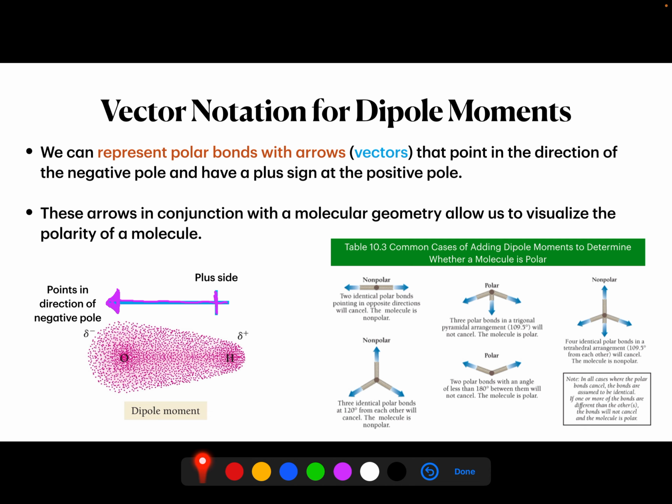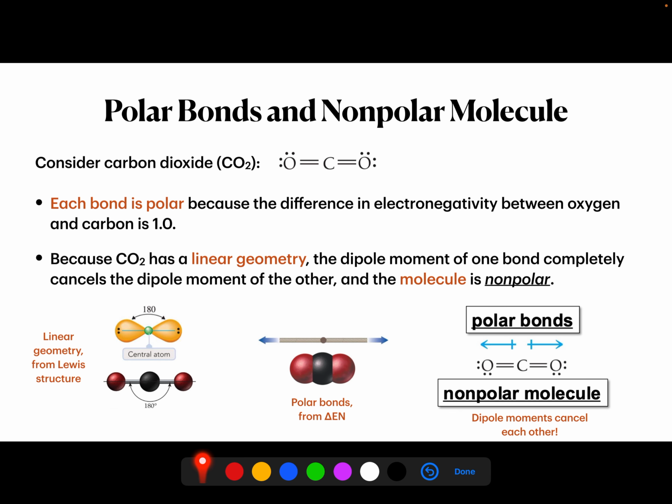Okay, let's go look at some examples because I think it's with the examples that it becomes more obvious to us. So let's look at carbon dioxide. Carbon here is our central atom, and we've got our oxygens on either side. If we look at our electronegativity values, each of these bonds is polar. The bond between the carbon and the oxygens on this side, and also on the left side, is polar, and the electronegativity difference between them is 1.0.